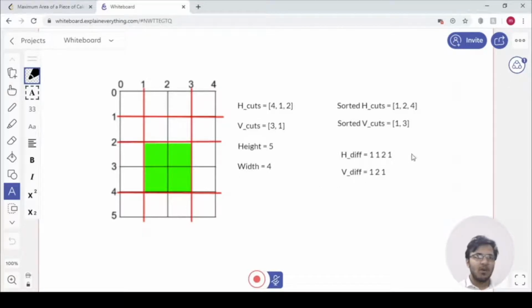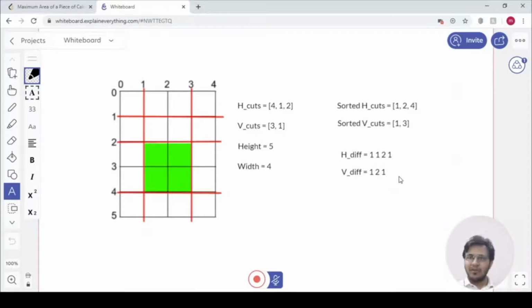So the maximum of this difference multiplied by the maximum of this difference will be our answer. It's that simple. You just have to sort the given data and then find the differences. First, from the top to the first cut, then take the differences between each of the cuts, and then at last find the final difference between the total height or width minus the last vertical or horizontal cut.